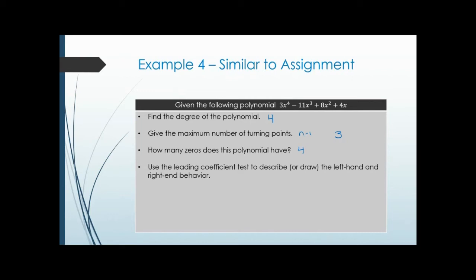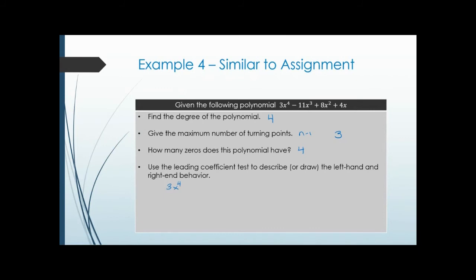Next is the leading coefficient test to describe or draw the left hand and right hand end behavior. That should have said hand. The typo in the assignment, but you get the idea. So I prefer to draw this. And this leading coefficient test is talked about in 3.2. So our leading coefficient is 3, and we have a 3x to the 4th as our leading term.